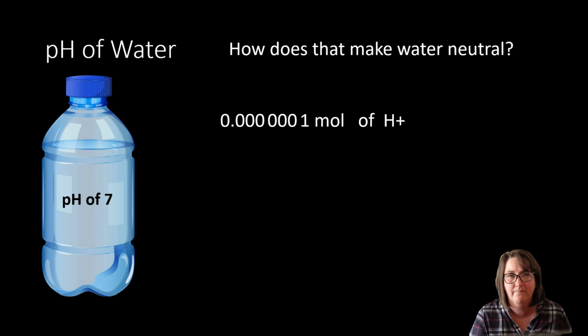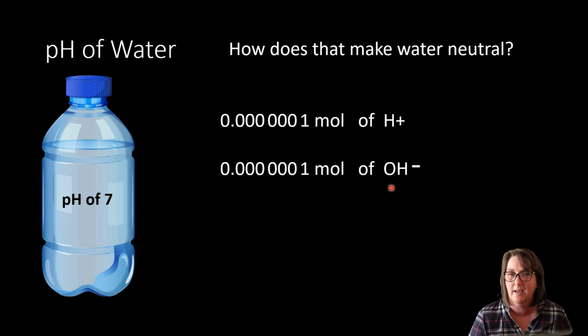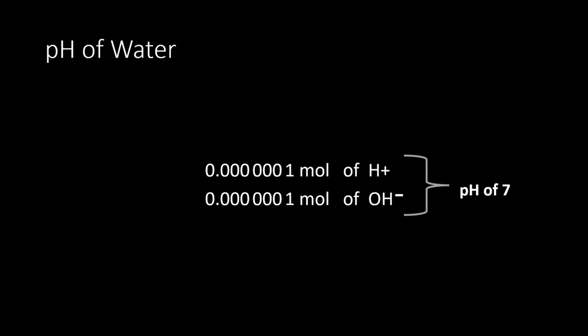So pH of 7. How does that make water neutral? Here I have my 1 liter of water. These are how many hydrogen ions are going to naturally ionize. So I'm going to have hydrogen ions, but I'm going to have the exact same amount of hydroxides. Hydrogen ions, hydroxides, I'm going to have the same amount for a pH of 7. So my pH of 7 is going to be equal amounts of hydrogen ions and hydroxides. They're an even amount, and that's going to give me a pH of 7.